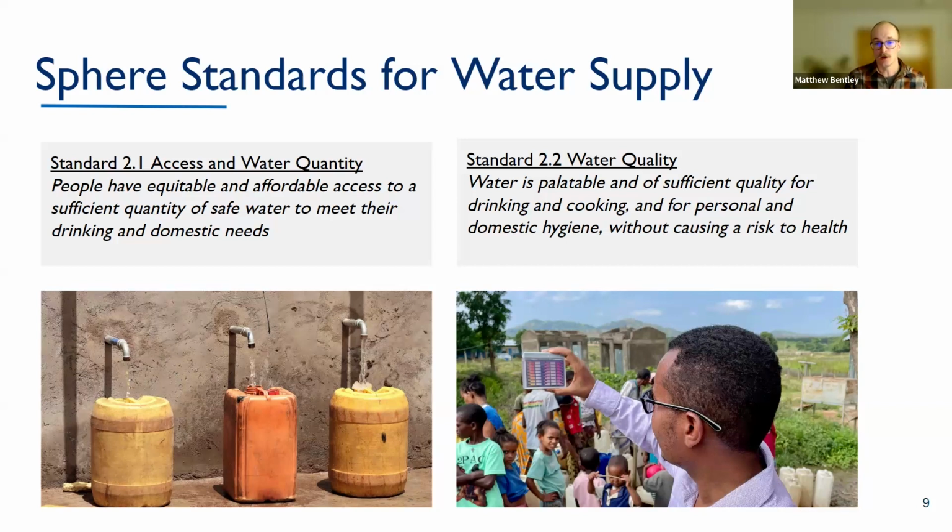So Sphere Standard 2.1 is around access and water quantity, which is where people have equitable and affordable access to sufficient quantity of safe water to meet their drinking and domestic needs. And Standard 2.2 is what we're focusing around today, which is water quality, which is that water is palatable and of sufficient quality for drinking and cooking, and for personal and domestic hygiene without causing a risk to health. So this really is to highlight water quality is one piece of the puzzle. It's very important for water safety, but so is access and the quantity of water provided to populations that are in emergency contexts. Next slide, please.